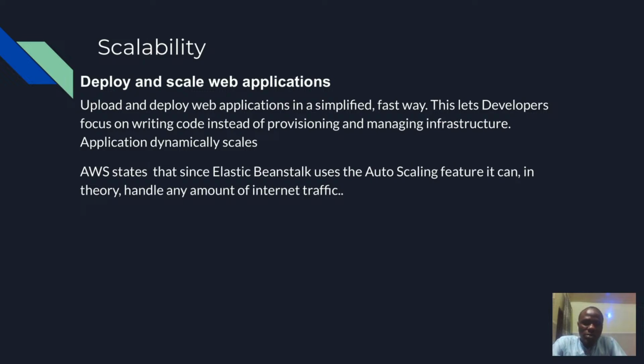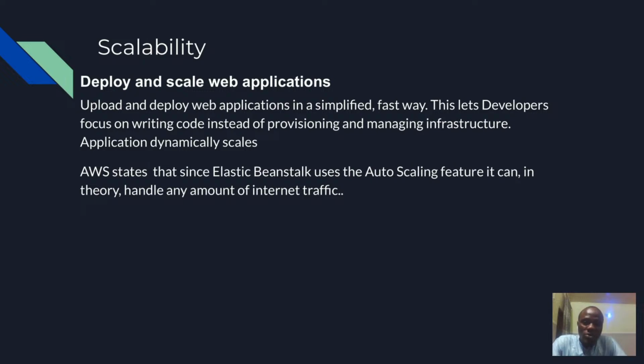So Elastic Beanstalk helps with what we call scalability. So it helps with horizontal scalability in the sense that the application can scale to meet demand. So deploy and scale your web application. So upload and deploy web application in a simplified, fast way. This lets developers focus on writing code, like I mentioned initially. So it helps software engineers and developers to focus on writing their code instead of provisioning and managing servers.